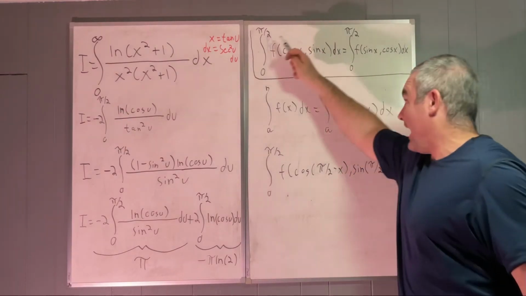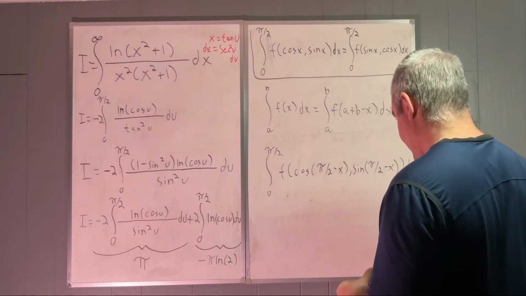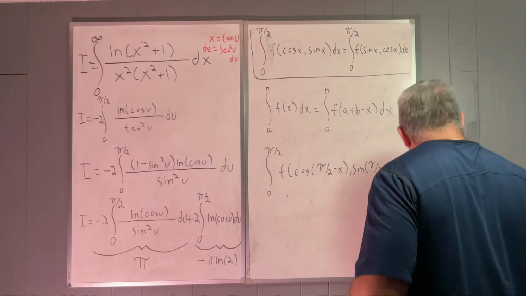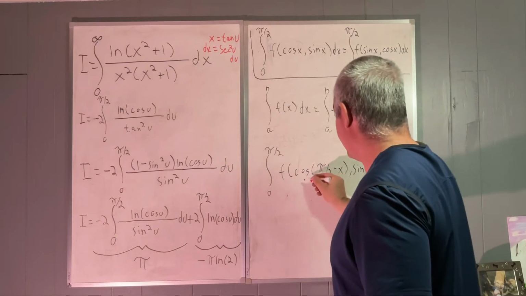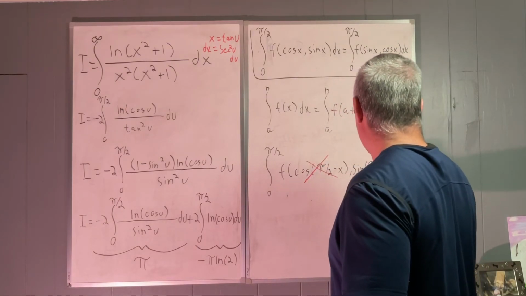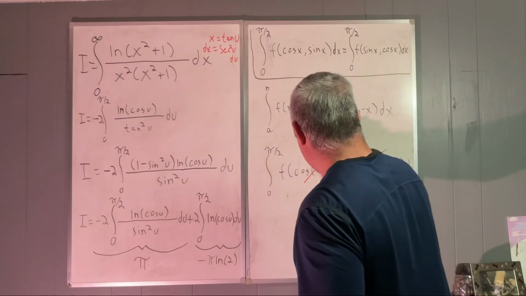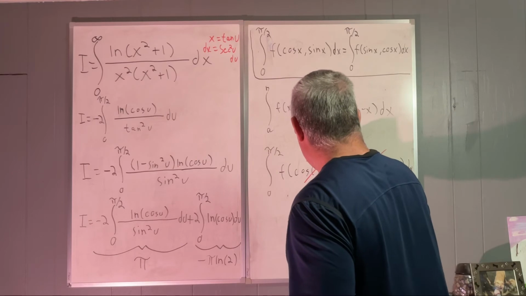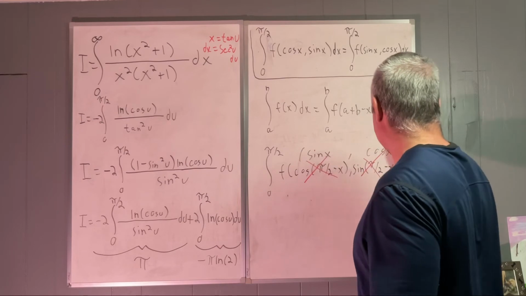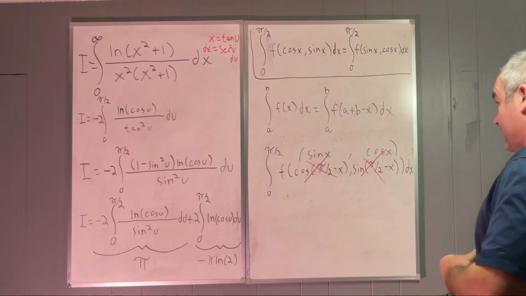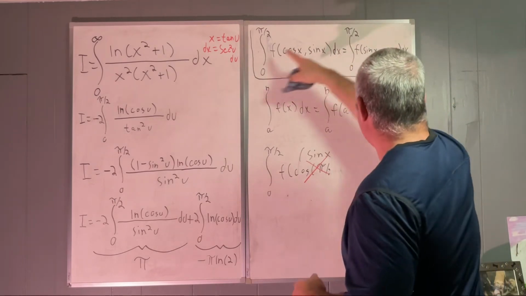So we basically just applied King's property to this, and now we recognize that this is just sine x, and this is just cosine x. So that's how you get that. Now I hope you all believe me that we can use this rule.